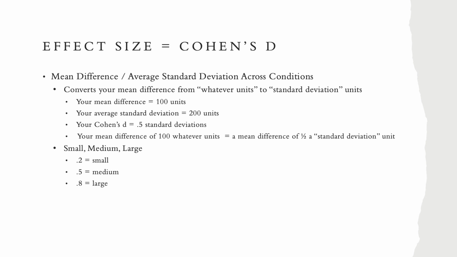Now, the Cohen's d does have a very simple interpretation. 0.2 is small, 0.5 is medium, 0.8 is large. Small is a small effect. 0.5 is the average effect in our field, and 0.8 is large.